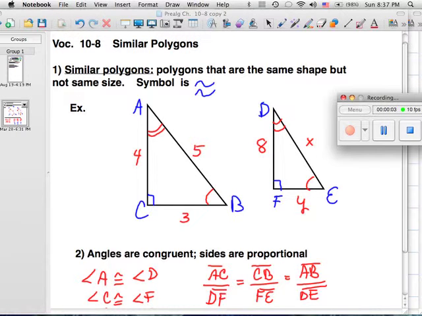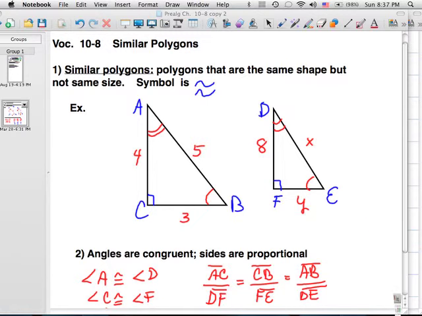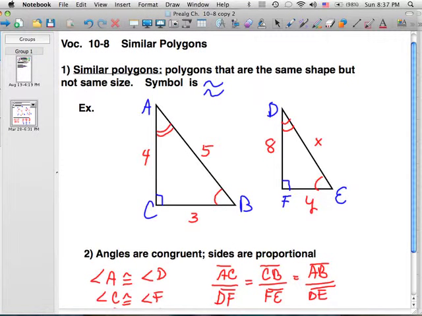We're on Chapter 10, Section 8, and we're working with similar polygons. Similar polygons are polygons that are the same shape but different sizes, and the symbol for similar is the two wavy lines. So these two triangles are similar. They're the same shape, the angles are the same, but the sides are not the same. In fact, this triangle, although not drawn proportionally correct, is twice the size of this one.